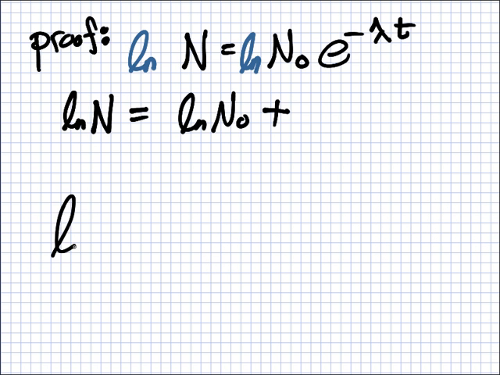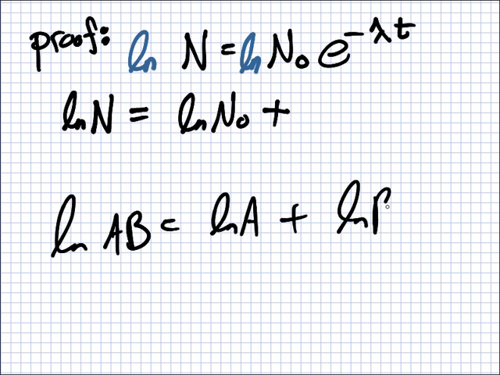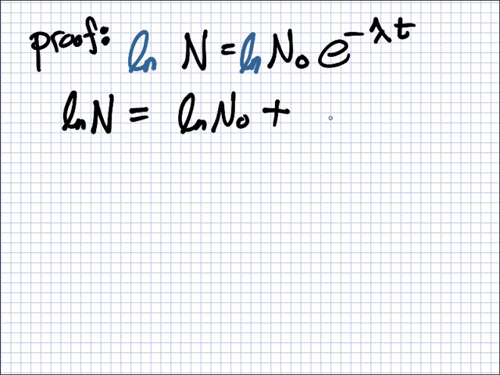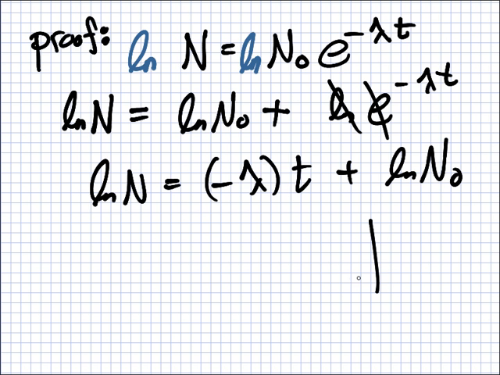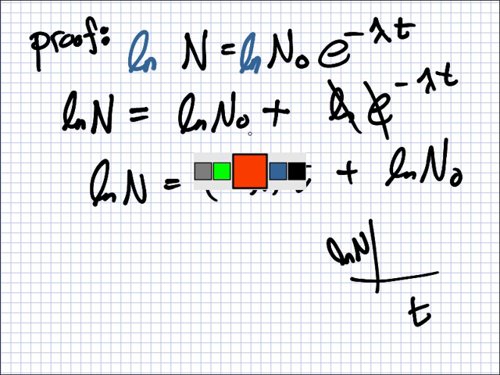What's confusing you? ln AB, yeah, is ln A plus ln B. And ln e is not nothing, but they cancel. Yeah. So you get ln N equals minus lambda t plus ln N0. Now, if you make a plot where this is t and this is ln N, then can you see that this guy is like y? Yeah?